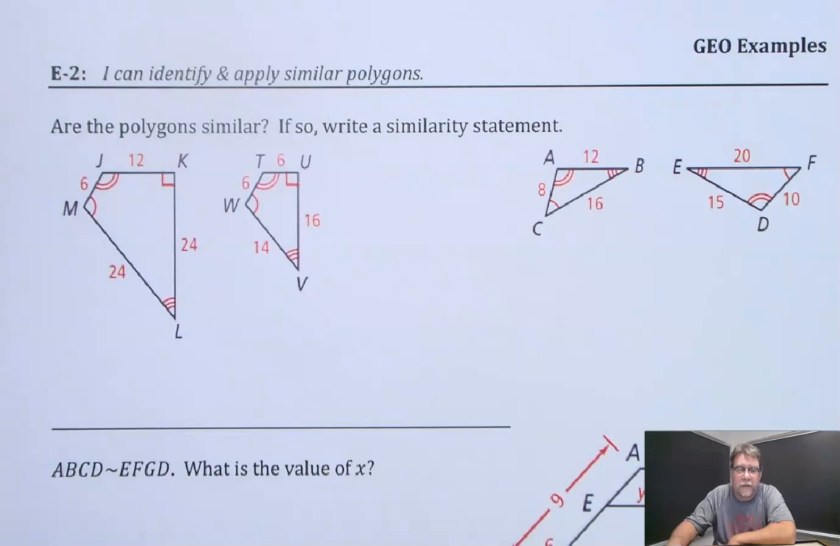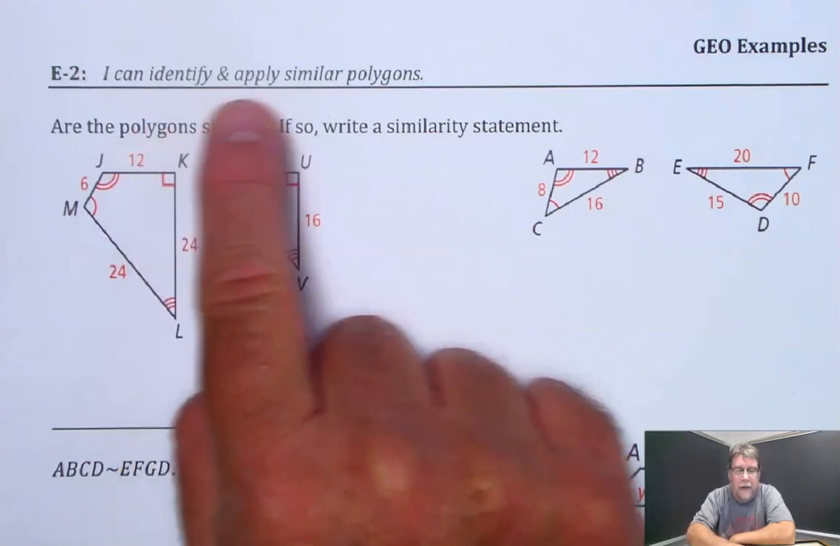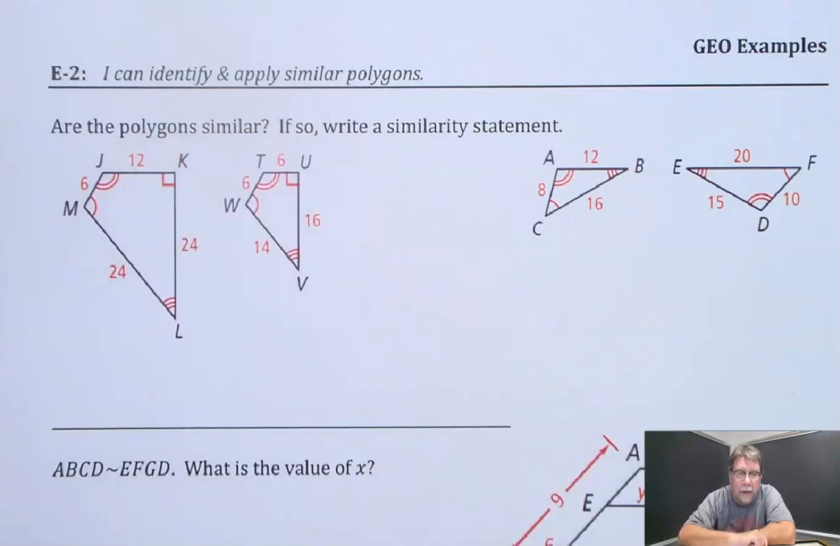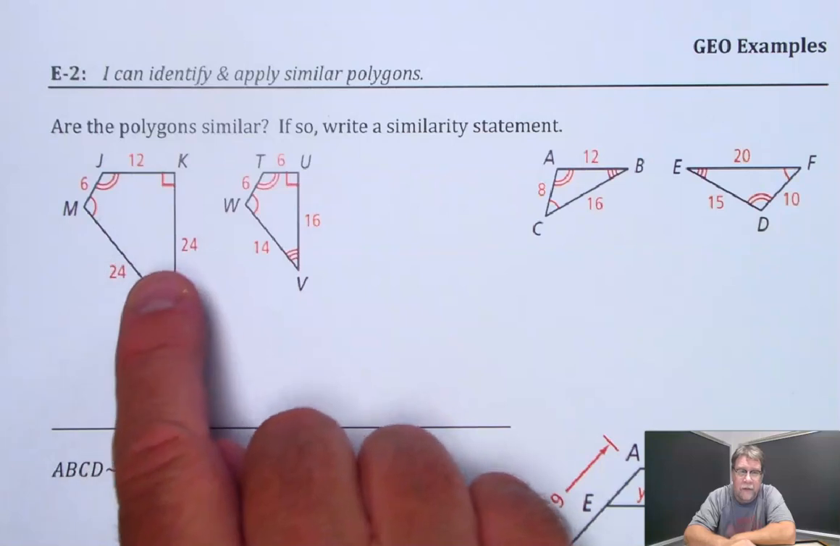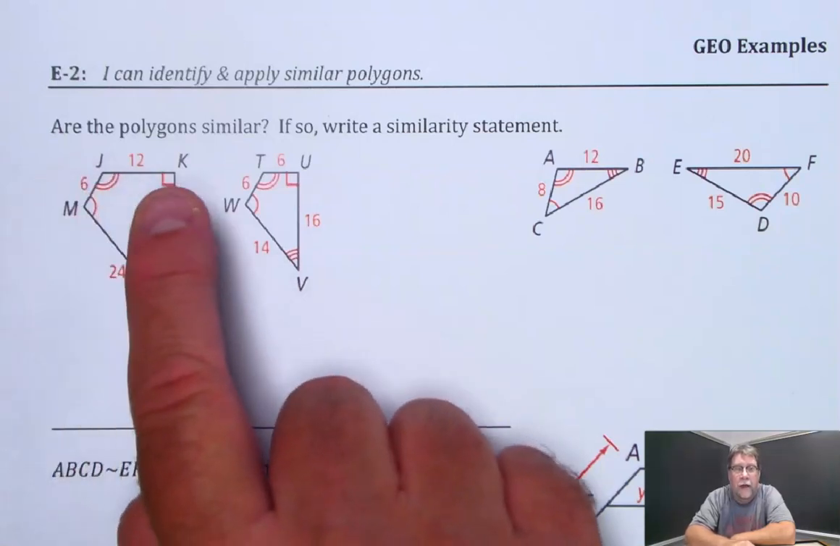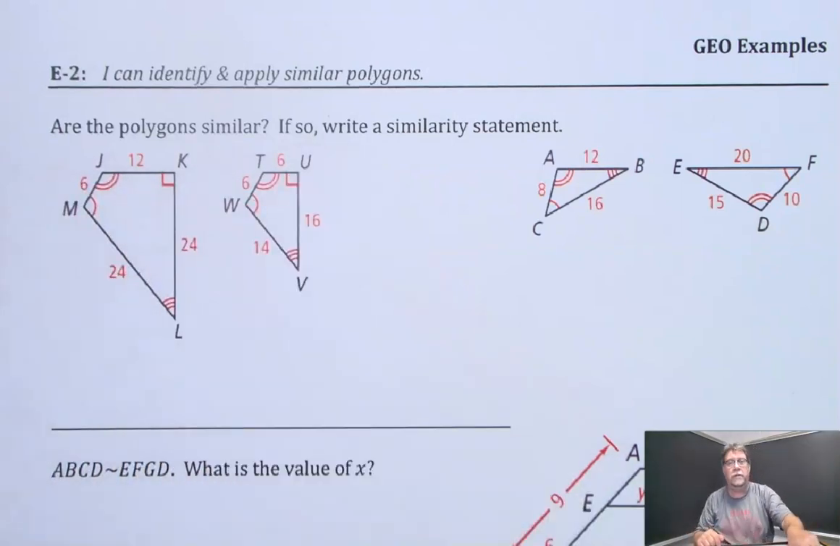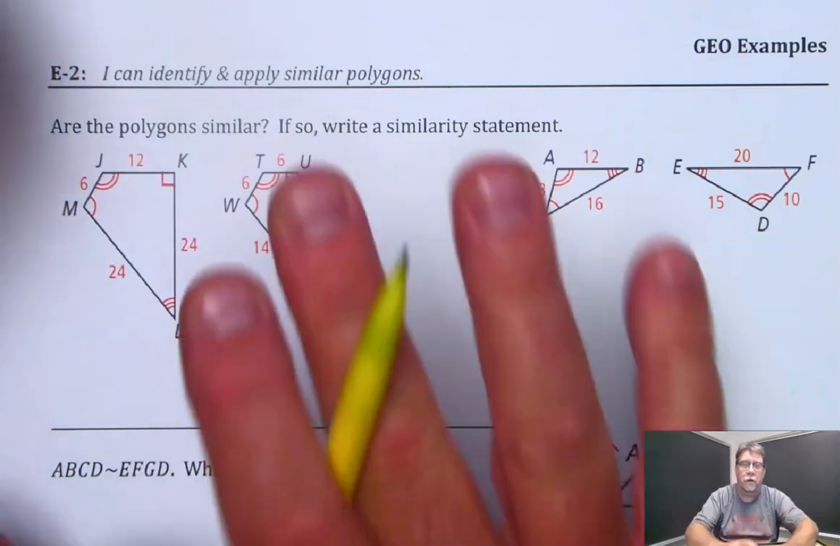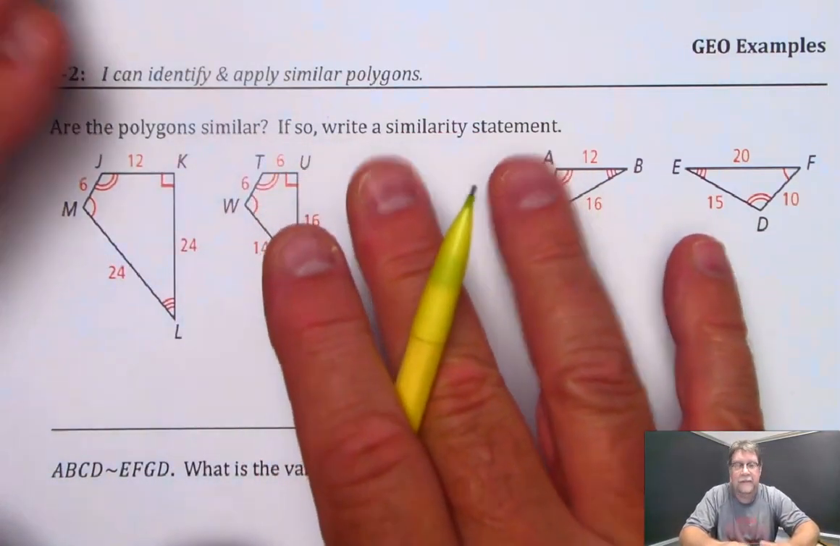Hi folks, here are a couple of examples from our latest section, where I can identify and apply similar polygons. Here are a couple of polygons. The question is, are they similar? If they are, let's write a similarity statement. So we need to find the corresponding sides.